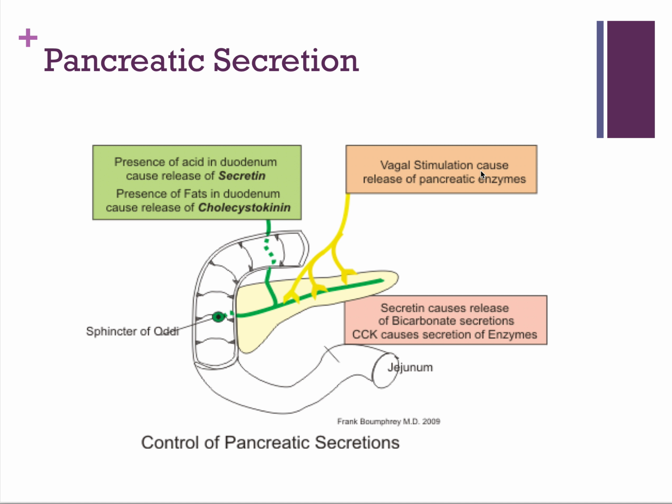Vagal stimulation causes release of pancreatic enzymes. Remember that vago-vagal loop. So there is mechanoreceptor innervation going up to central areas, which then in response will cause acetylcholine release to activate the cells of the pancreas. All right, so secretin causes the release of bicarbonate, so that is very important. Without bicarbonate, we don't get the acid entering the duodenum neutralized. CCK is going to drive the secretion of enzymes and gallbladder contraction.